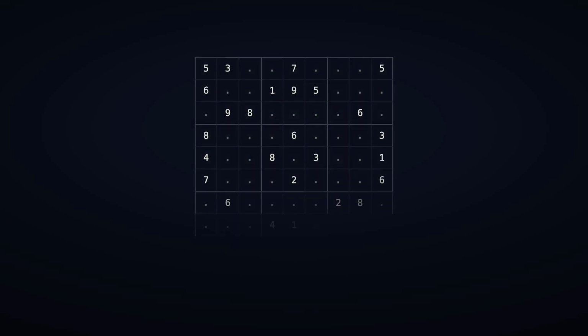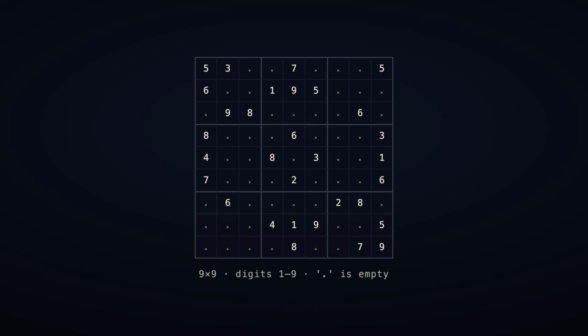Here's a Sudoku board. 9 rows, 9 columns, and 9 of those bold 3x3 boxes. Some cells hold a digit from 1 to 9. A dot just means empty. Our only job is to answer one question. Is this board valid? Not solvable, valid. Does it break a rule right now?